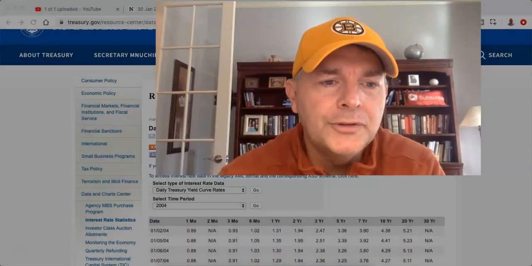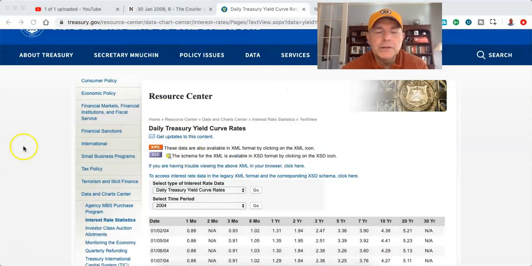All right, so I want to take some time to show you how the Fed raising rates has no effect on the long-term rates, at least that you can ascertain and say, if they do this, it will lead to that. Let's go into the Federal Reserve Treasury.gov daily Treasury yield curve rate.